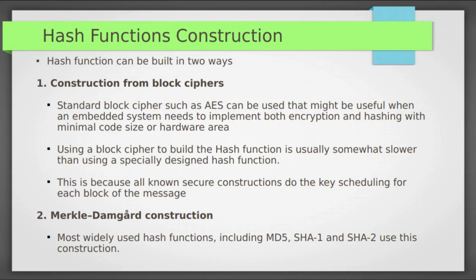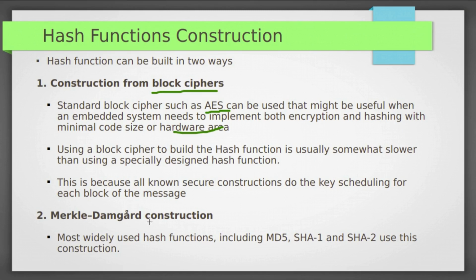Let's see how these hash functions are constructed. Hash functions can be constructed in two ways. The first is by using block ciphers. Block ciphers such as AES can be used to construct hash functions. It might be useful when an embedded system needs to implement both encryption and hashing with minimal code or hardware area. Using a block cipher to build a hash function is usually slower than specially designed hash functions because a block cipher needs key scheduling for each block of the message.